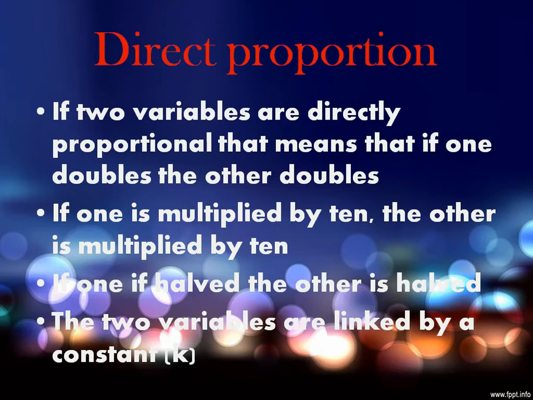The two variables are linked by the constant k. This is the proportionality constant, and now you are familiar with it. What is the value of the constant? How to calculate the value of the constant? Now you are able to calculate the value of k.